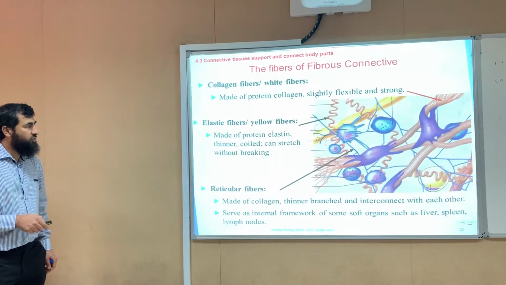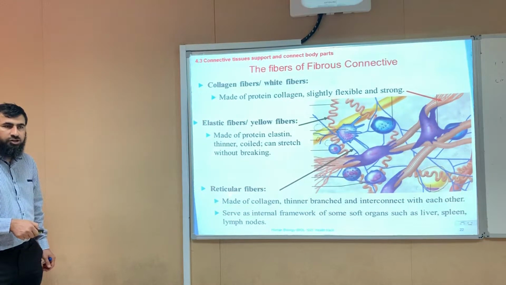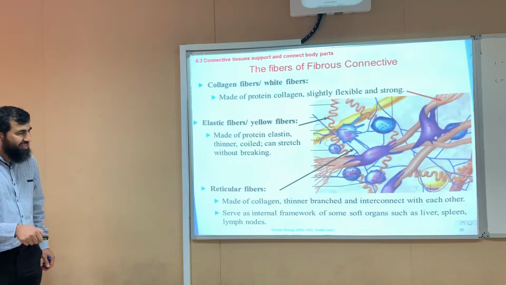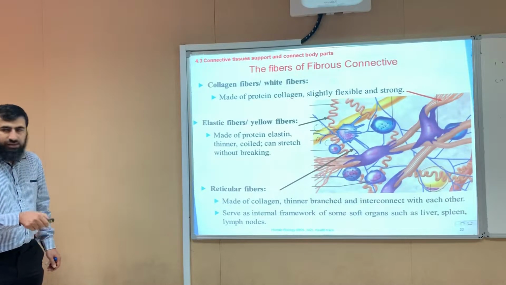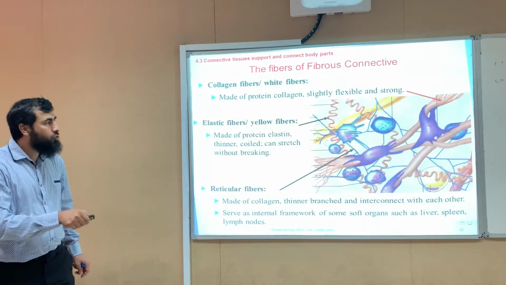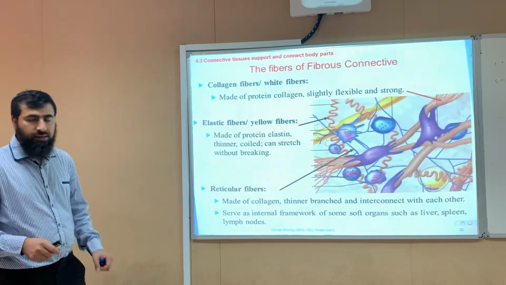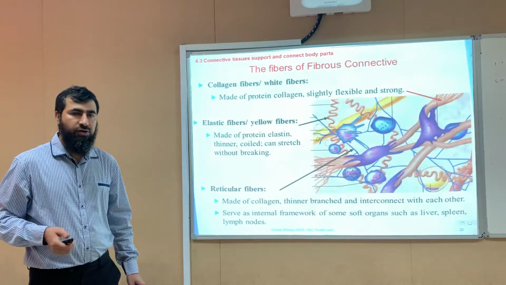So the three types of fibers. Collagen fibers and reticular fibers are made from collagen. Collagen fibers are strong, much thicker. Reticular fibers are thinner and branched. While the elastic fibers are made up of elastin, they have this coiled structure and stretch and recoil, okay? Without breaking, in organs like the urinary bladder.